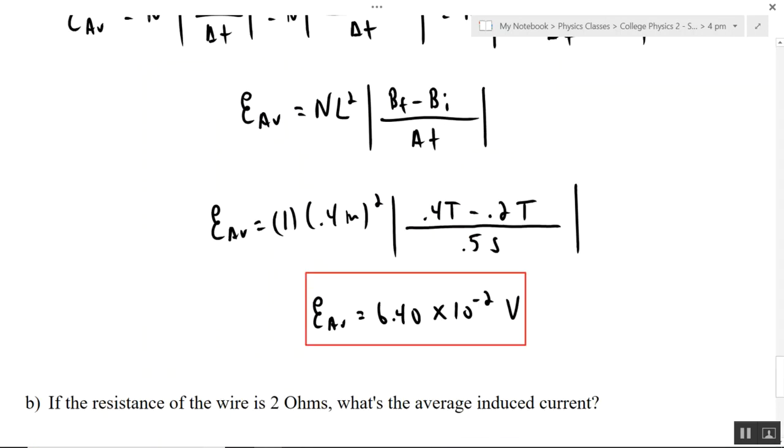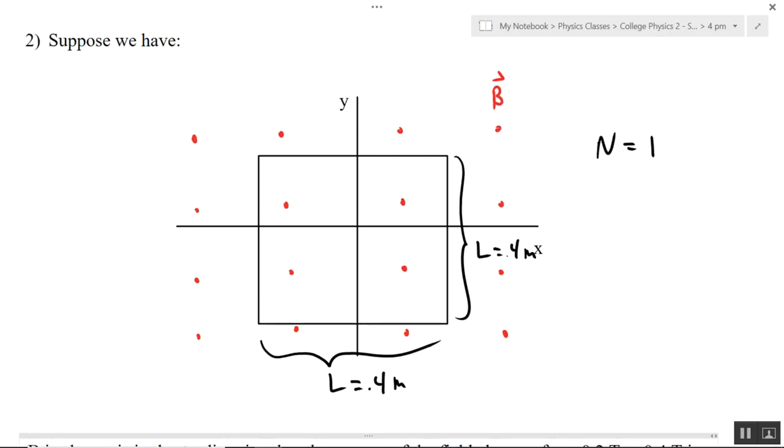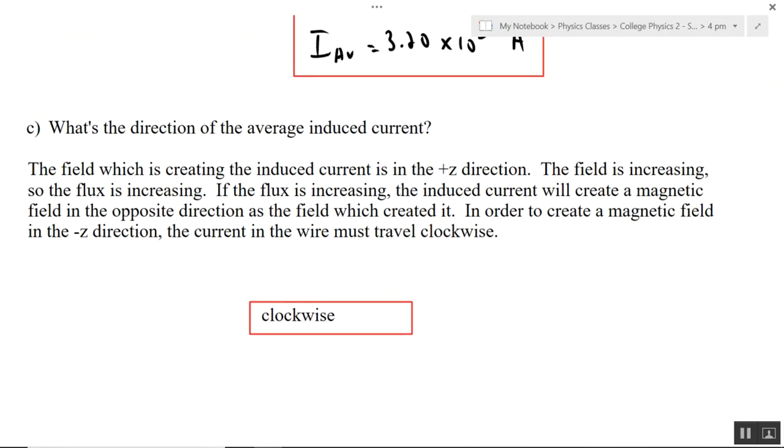So the idea for this case is, see, the field goes from 0.2 to 0.4 Tesla. So that means it's getting bigger, right? If the field's getting bigger, it means the flux is getting bigger. So if the flux is getting bigger, the current will travel in a way such that it produces a field opposite of the field which created it in the first place. The field that created it in the first place is in the positive z direction, so the current has to go in a way to create a field that's in the negative z direction. If you point your thumb down in the negative z direction, your fingers scroll clockwise. So if you increase the field, the current will go clockwise to produce a field in the negative z direction, which is opposite of the field which created it, right?